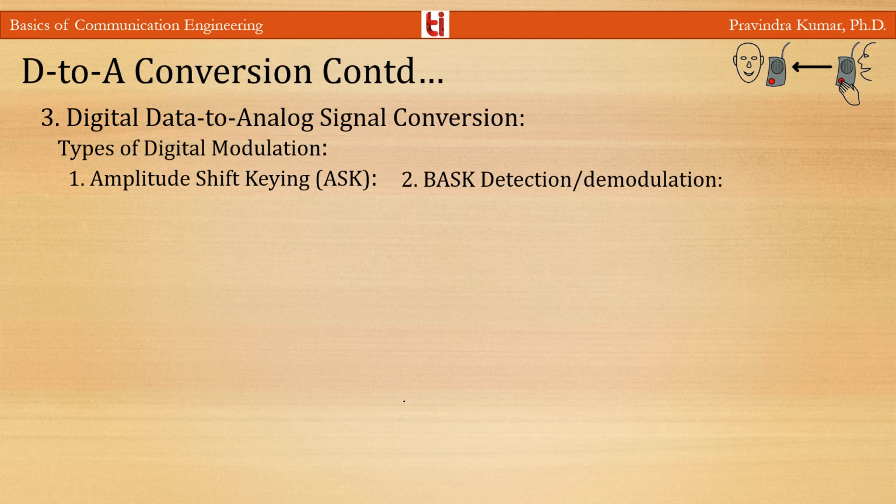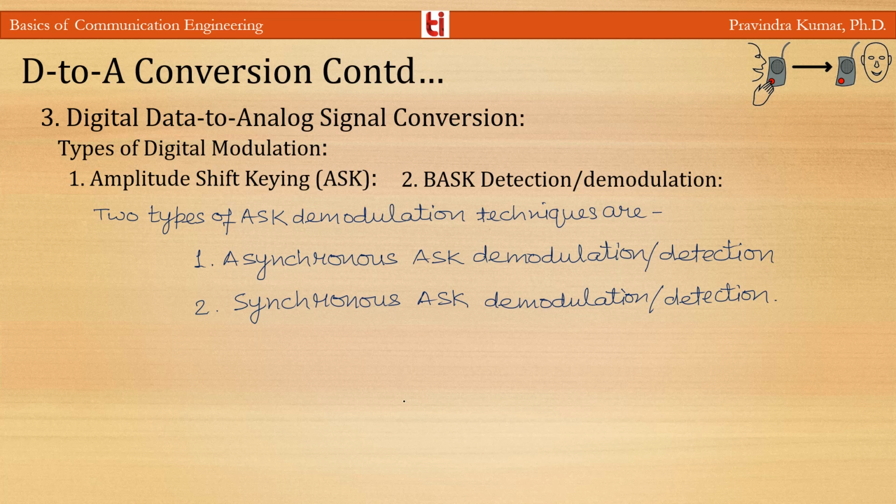Now ASK, or you can say BASK, detection or demodulation. There are two types of ASK demodulation techniques: asynchronous ASK detection or demodulation, and synchronous detection or demodulation. When the clock frequency at the transmitter matches the clock frequency at the receiver, this is known as the synchronous method, as the frequency gets synchronized; otherwise it is known as asynchronous. So first of all we will discuss asynchronous ASK demodulation.